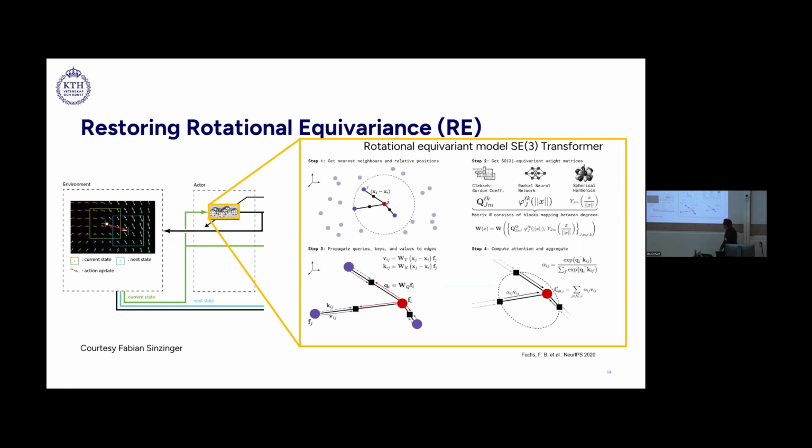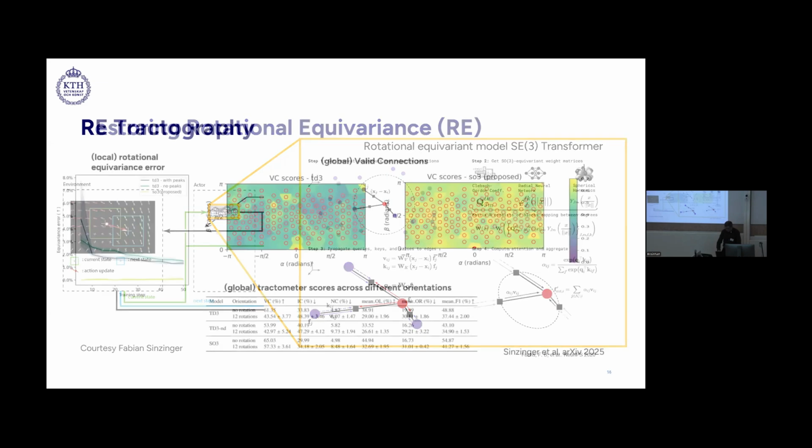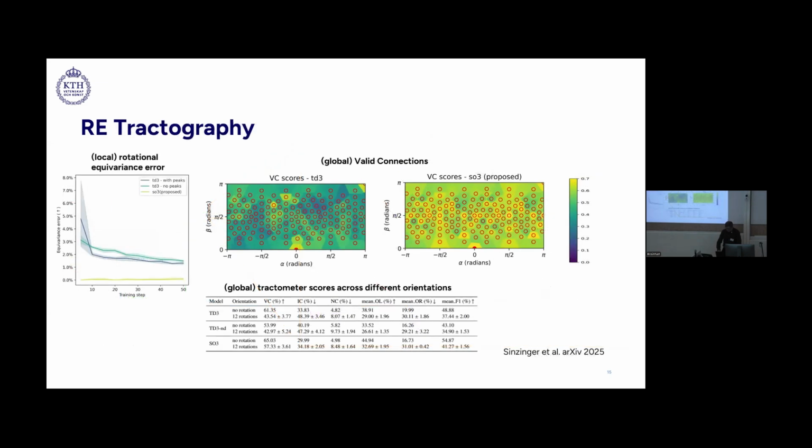So we use a transformer, which is a method from deep learning, and this is specifically for SE3 equivariance. Actually, we don't need SE3, we need SO3. But this is more general, so this was okay. And these are the results.